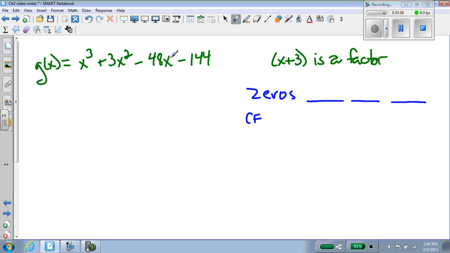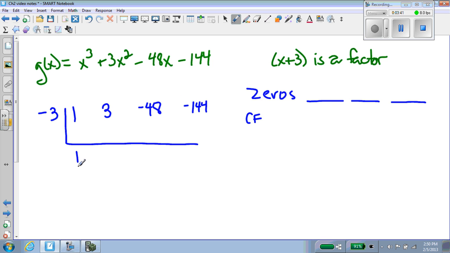If you're looking at that and saying, hey, I could factor that by grouping, go right ahead. It's probably faster. I'm going to use this hint, and I can use it in one of 2 ways. Since it was given as a factor, I could do it with long division against that polynomial. But since it's an x plus 3 factor, I think I'm going to do synthetic division with negative 3. So I have a 1, a 3, a negative 48, and a negative 144.